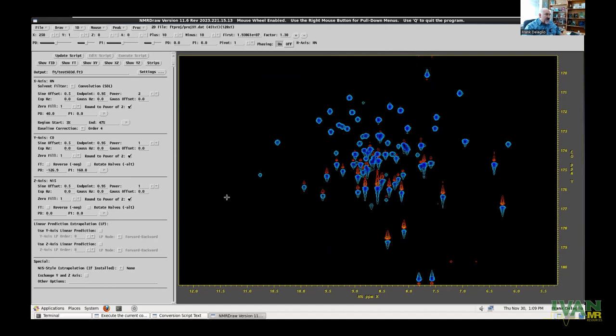Frank, this is Krish. How does it do on the acquired dimension? It seems your autophase works pretty good in the acquired dimension. Why is the indirect dimension difficult? The indirect dimension is difficult because it's not really sampled in time the same way that the directly detected dimension is.